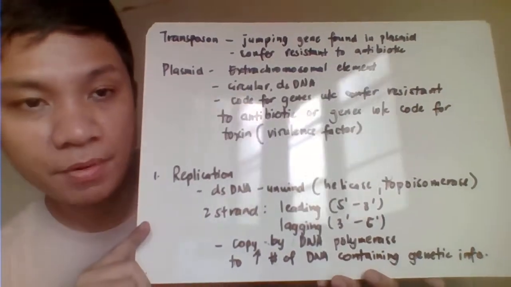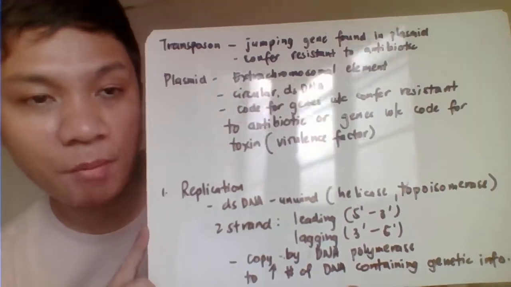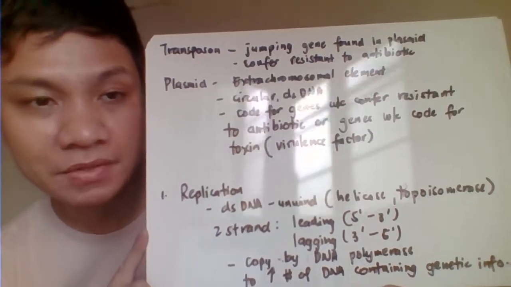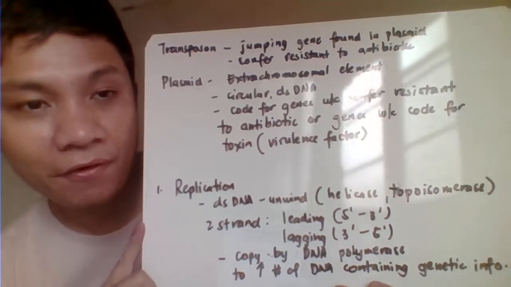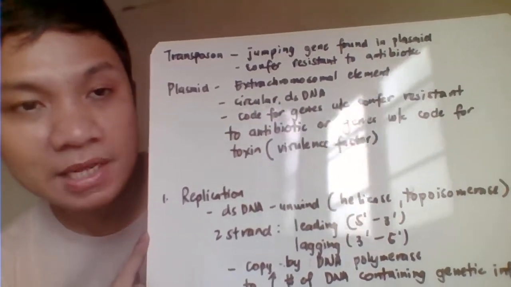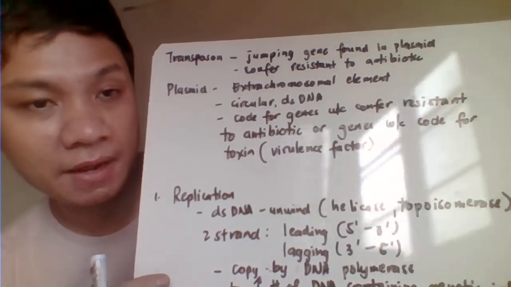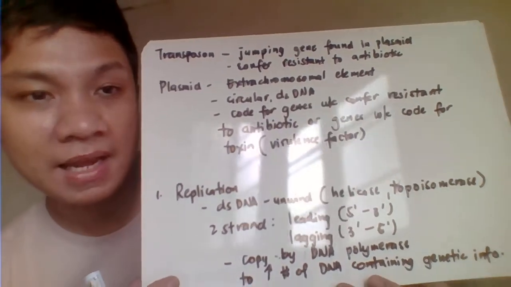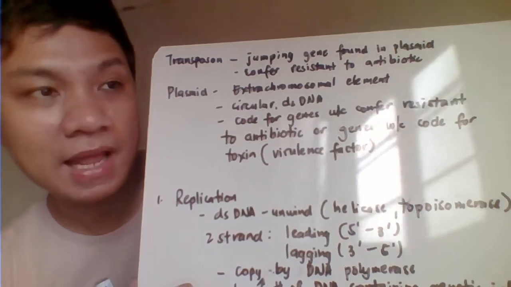Another example of your jumping gene or mobile gene is your transposon. The transposon is a jumping gene, most likely found within your plasmid. Therefore, this one also confers antibiotic resistance, especially when it is exchanged between two bacteria. Then we have your extrachromosomal element in the form of your plasmid.